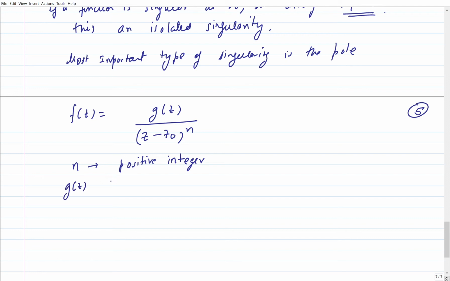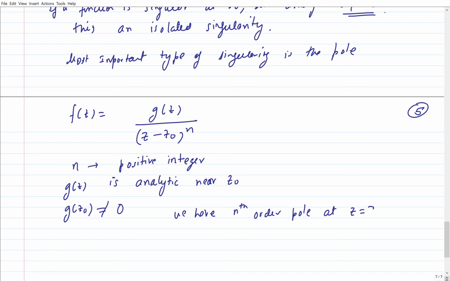Gz is analytic near z0 and gz0 is not equal to 0. So if I have these three conditions, then I say that we have an nth order pole at z equals z0.